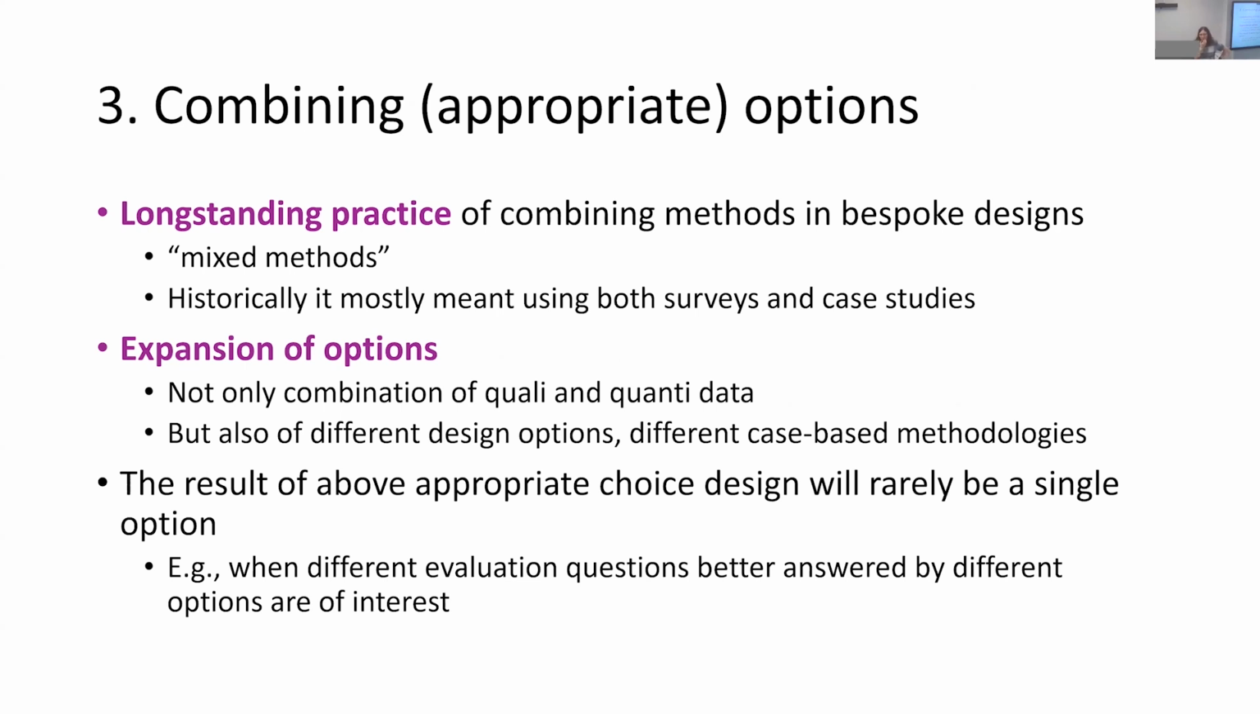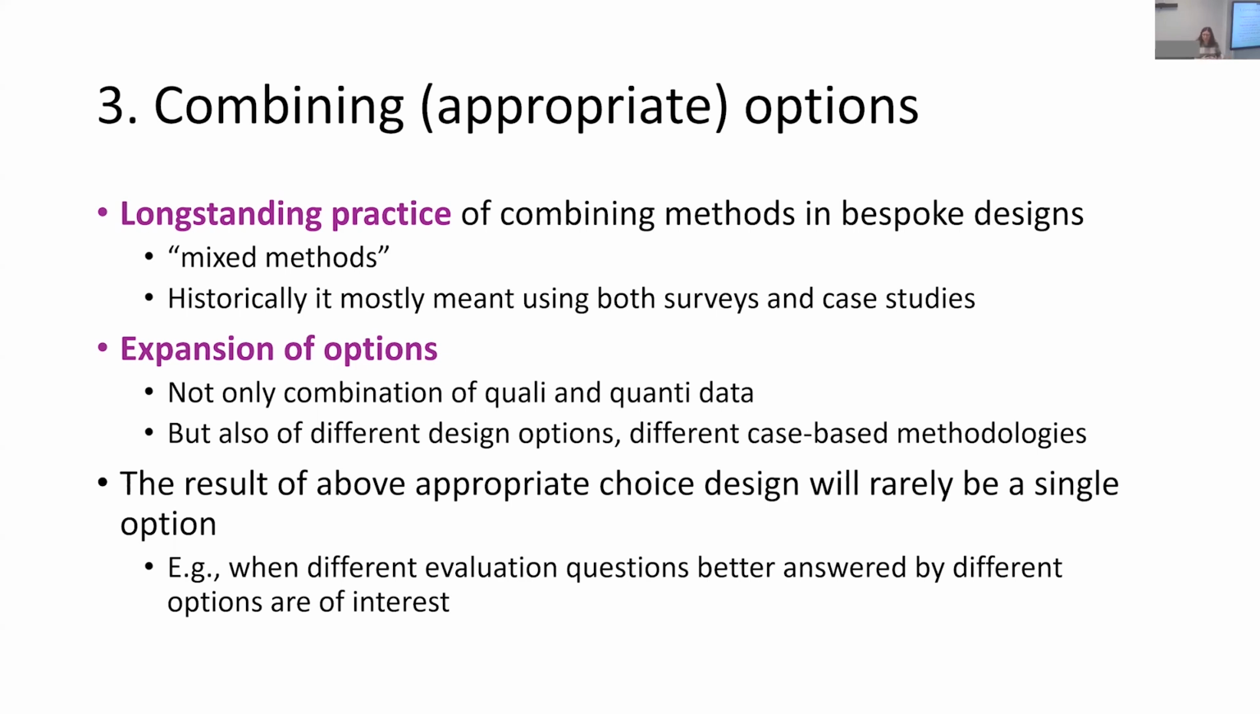I would say this element of combination, because the first one was about selecting, let's say, the most appropriate, even just one, and the criteria to do so. This is about combining different options independently of how they've been selected, but including when they've been selected in an appropriate way. And this, in a way, is a more long-standing practice.